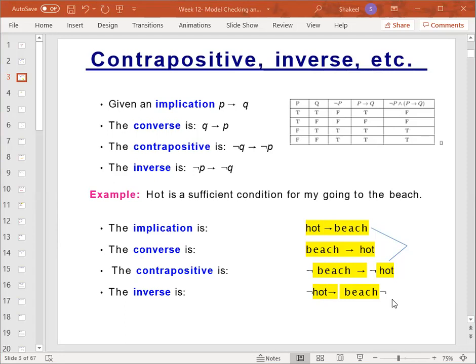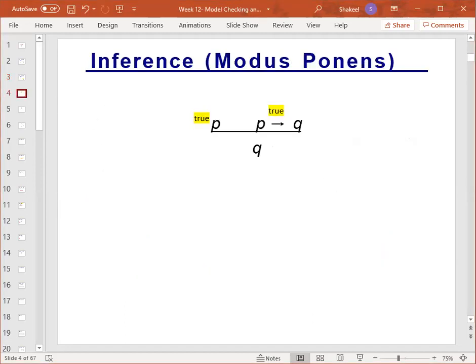All right, so we see how we could use this definition of implication and contrapositive to actually do inference based on some inference rules. Now let's discuss some inference rules.